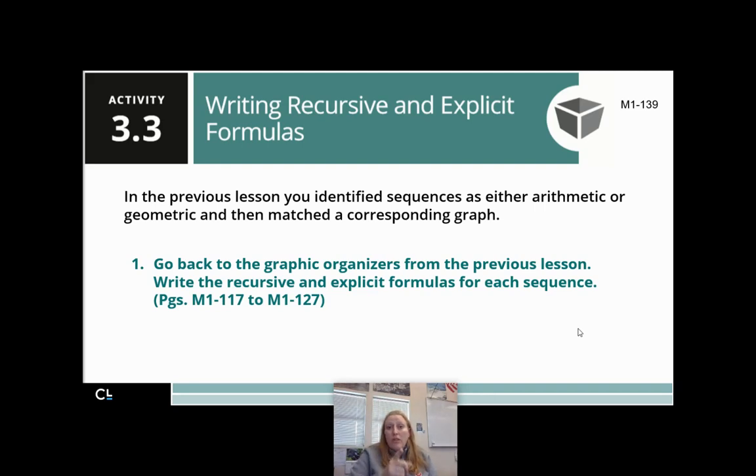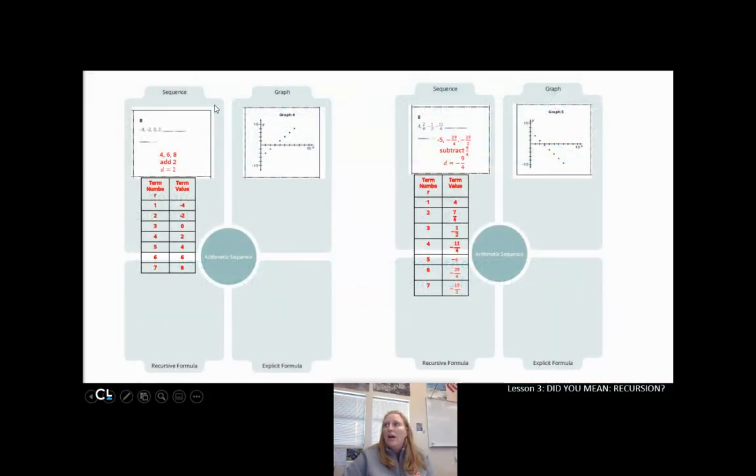So pay attention to whether it's arithmetic or geometric because that makes a difference. So I'll show you what I mean. So I'm going to go back to my organizers. Here they are. My first sequence is sequence B. Maybe your first sequence is a different one. Mine is B. And we said that the pattern was that we're adding 2 and it started with a -4, all that good stuff. So if I'm looking for the recursive formula, then that's our a sub n equals a sub n minus 1 plus d. So fine, for my d, I'm just going to plug in a 2. And here is my recursive formula.